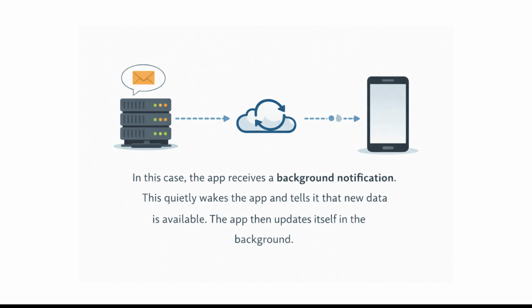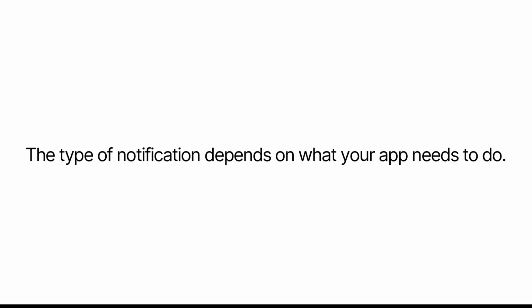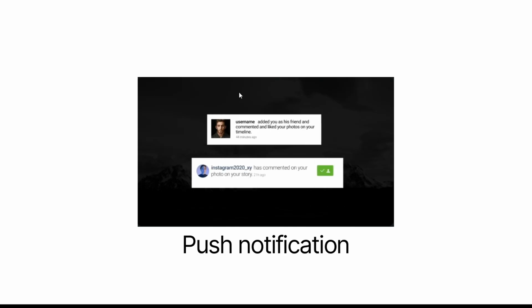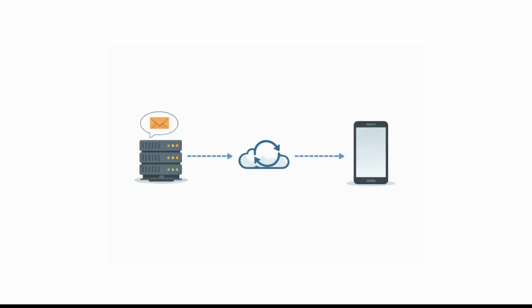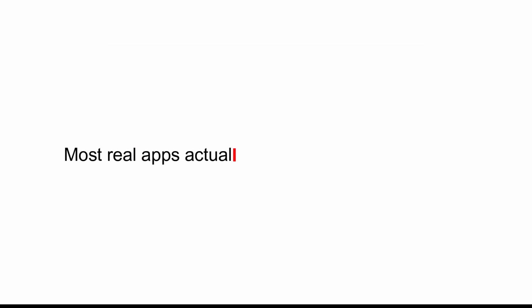So when you're designing your app, the type of notification depends on what your app needs to do. If something happens online, like a message, or someone liked a post, or an order is updated, the app usually sends a push notification. And if the notification is based on time or a reminder saved on your device, the app usually uses a local notification. And sometimes apps update their data quietly using background notifications. So most real apps actually use a mix of all these together.